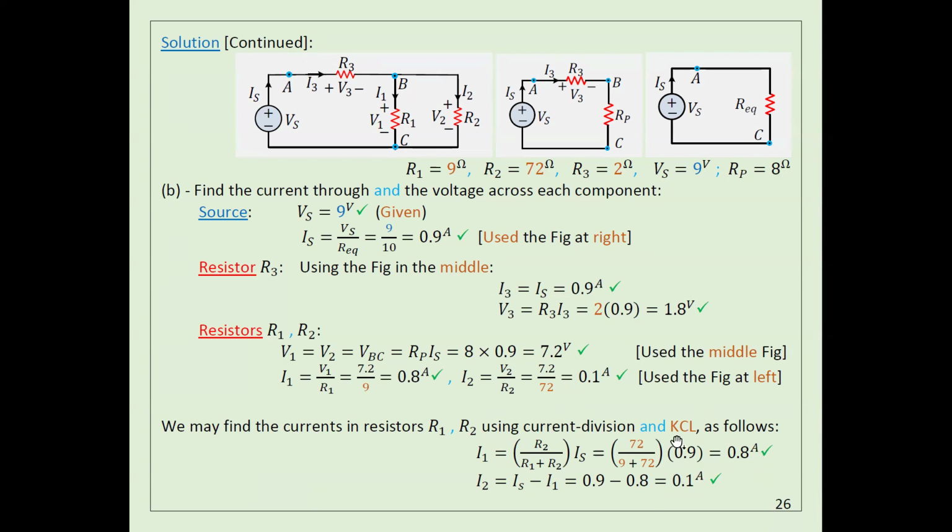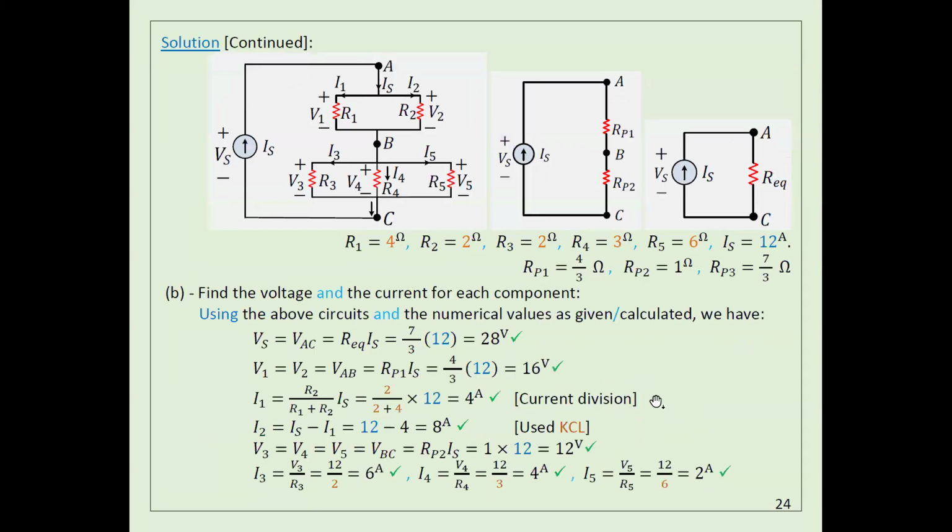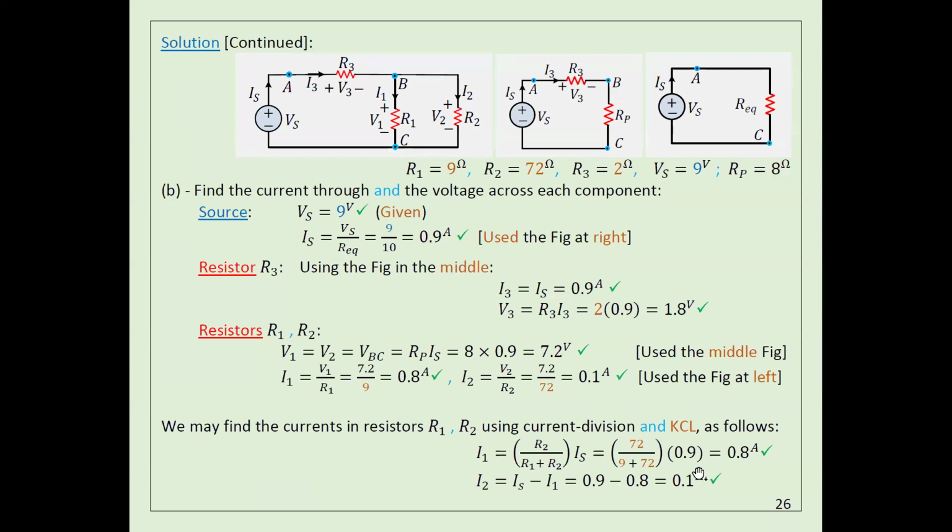Okay? You can see this resistance R1 took most of the current. This other one took very little current. Let's see the numbers, because R1 is just 9 ohms, R2 is 72 ohms. So the smaller resistance is going to take more current. That's what happened here. So R1 here is only 9, the other one is 72. Because of that, I1 took 0.8 out of 0.9 because the total is 0.9. The other one took 0.1. Okay. Anyway, this is one way to do it.